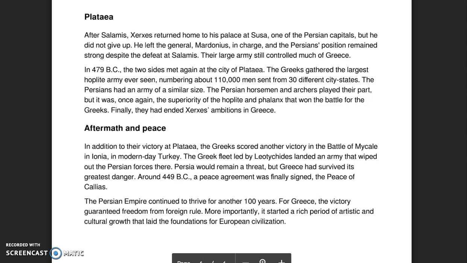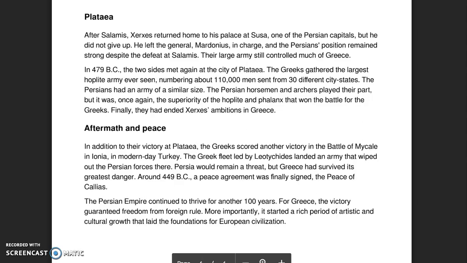In addition to their victory at Plataea, the Greeks scored another victory in the Battle of Mycale in Ionia, in modern-day Turkey. The Greek fleet, led by Leotychides, landed an army that wiped out the Persian forces there. Persia would remain a threat, but Greece had survived its greatest danger.